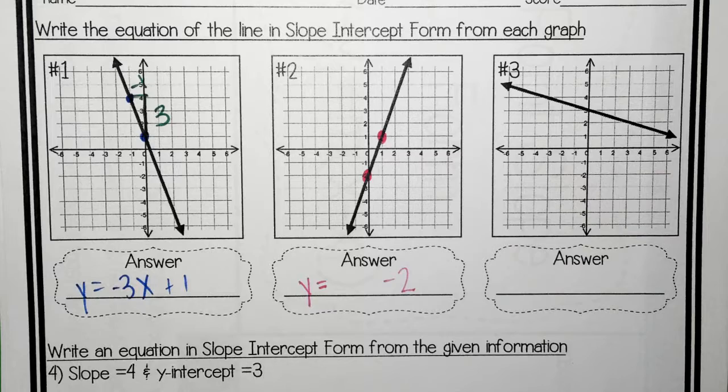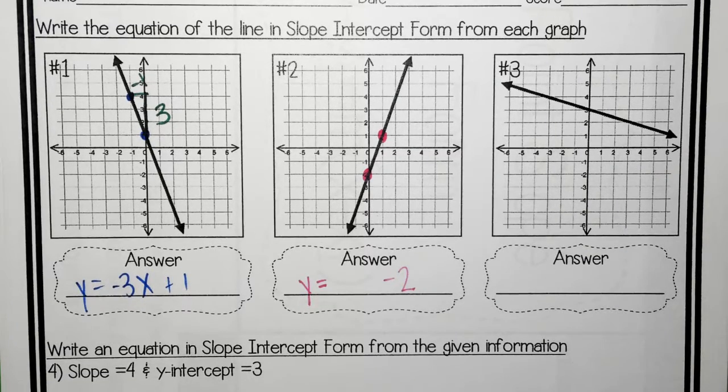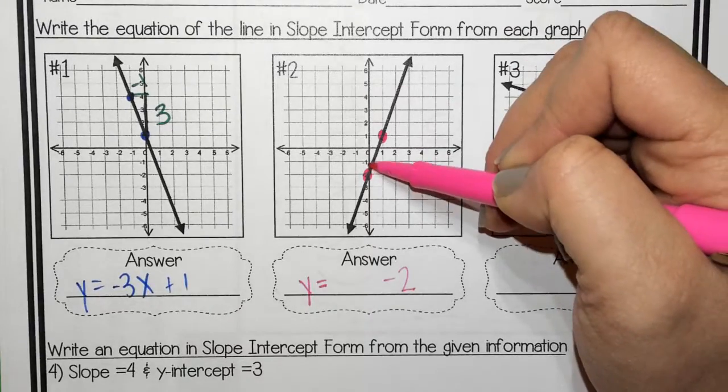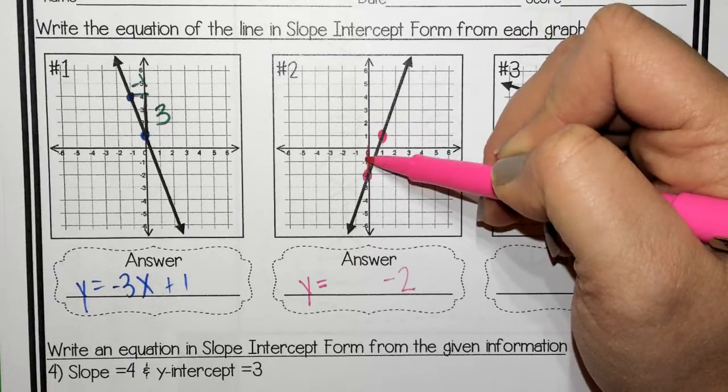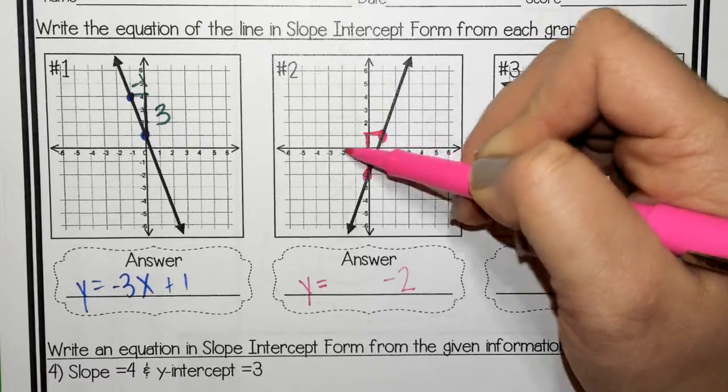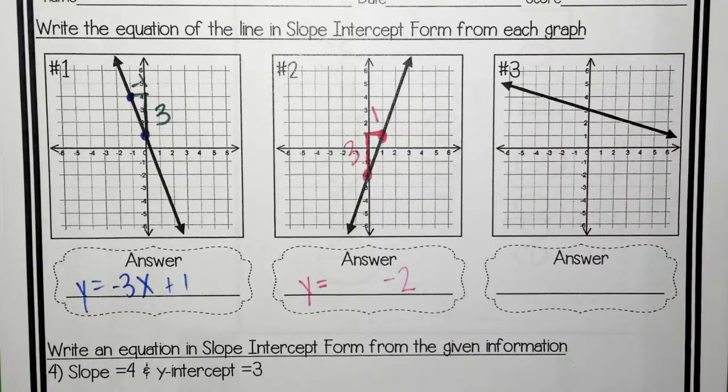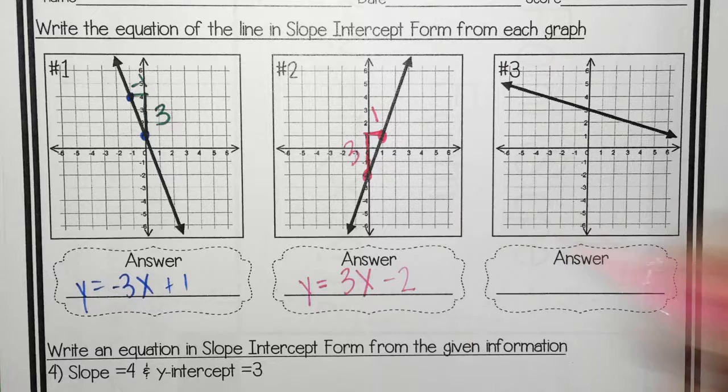Now, how do we find our slope? How many up and how many to the right? Is this going to be a positive or negative slope? All right, so that's 1, 2, 3, right 1. So what's our slope? Y equals 3x minus 2. Look at us go.